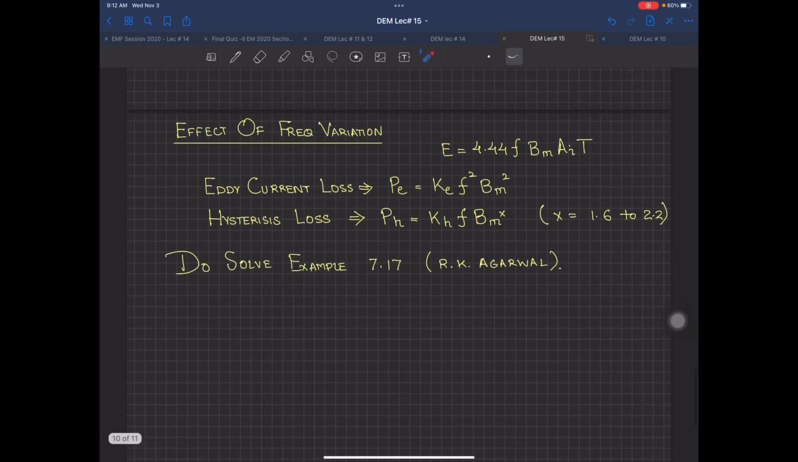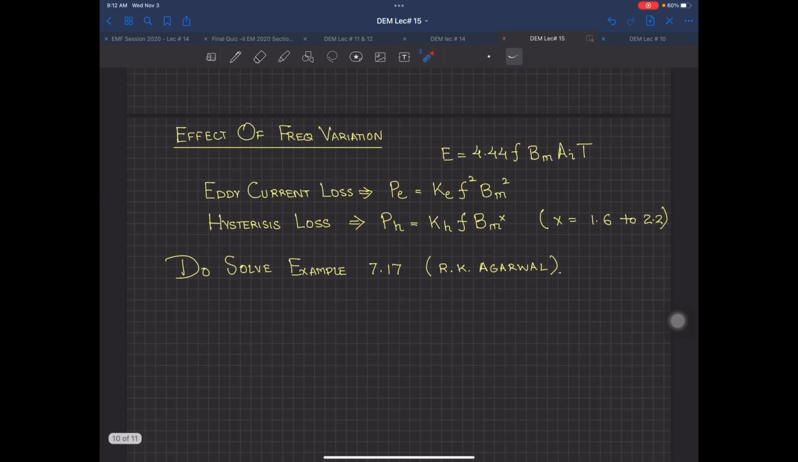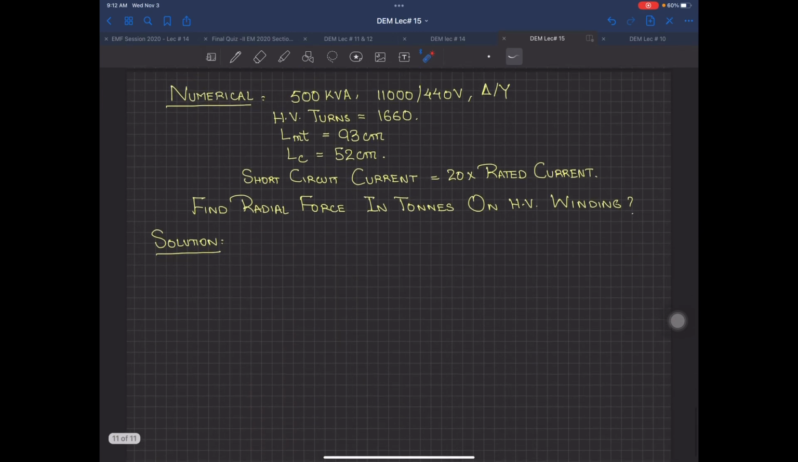So do solve example number 7.17, a solved example from R.K. Agarwal. This is very important. There is a small proof linked with it, and it tells you what will happen to hysteresis losses and eddy current losses if you change your frequency. So do solve this 7.17 example. And if I just solve this example over here, this is example number 7.16. Let me just solve it.